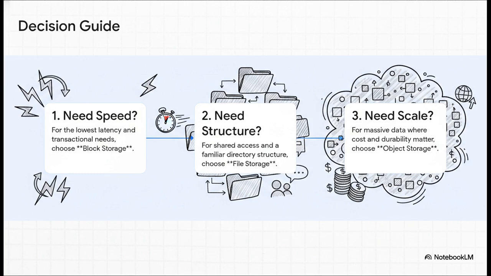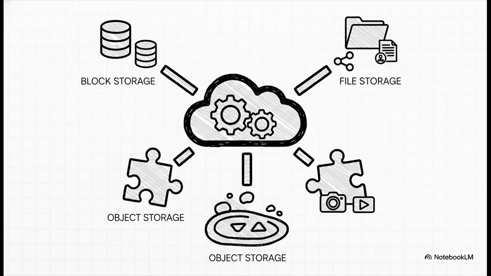It's that simple. And that brings us right back to where we started, with our app. The key takeaway here is that it was never about picking one winner. A truly robust, modern application isn't built on a single type of storage. It's a smart, sophisticated blend of all 3. It uses block for its database engine, file for its shared configuration library, and object for its massive warehouse of user media. They aren't competing against each other, they're working together as a team.